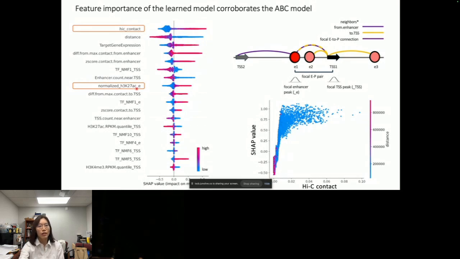And you see that the other component of the ABC model, H3K27 acetylation on the enhancer, is also ranked very highly in feature importance.